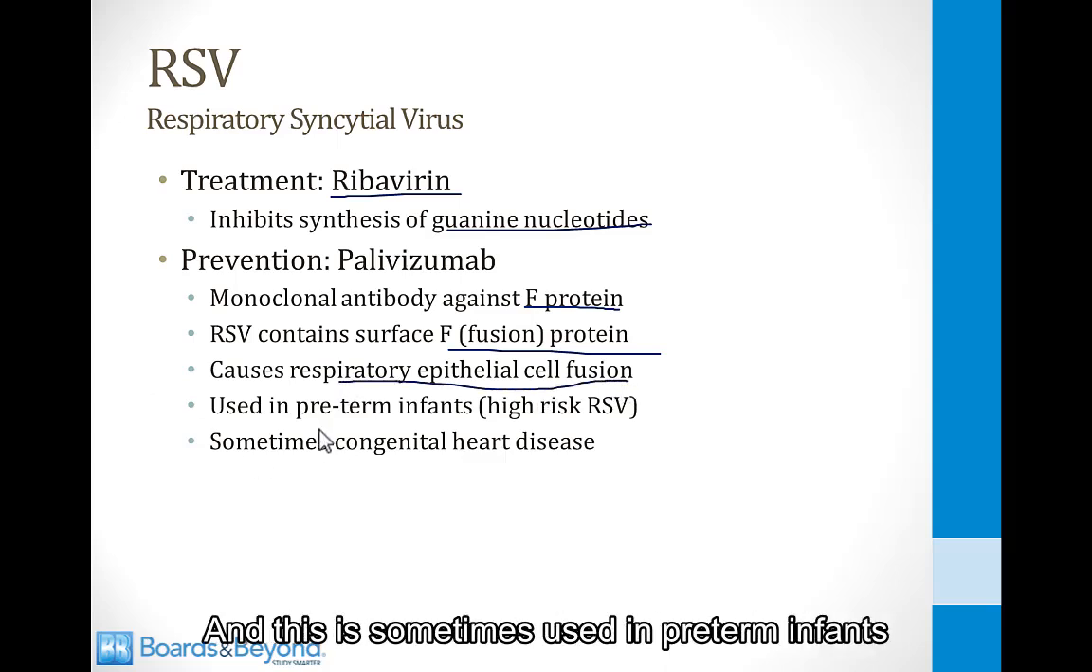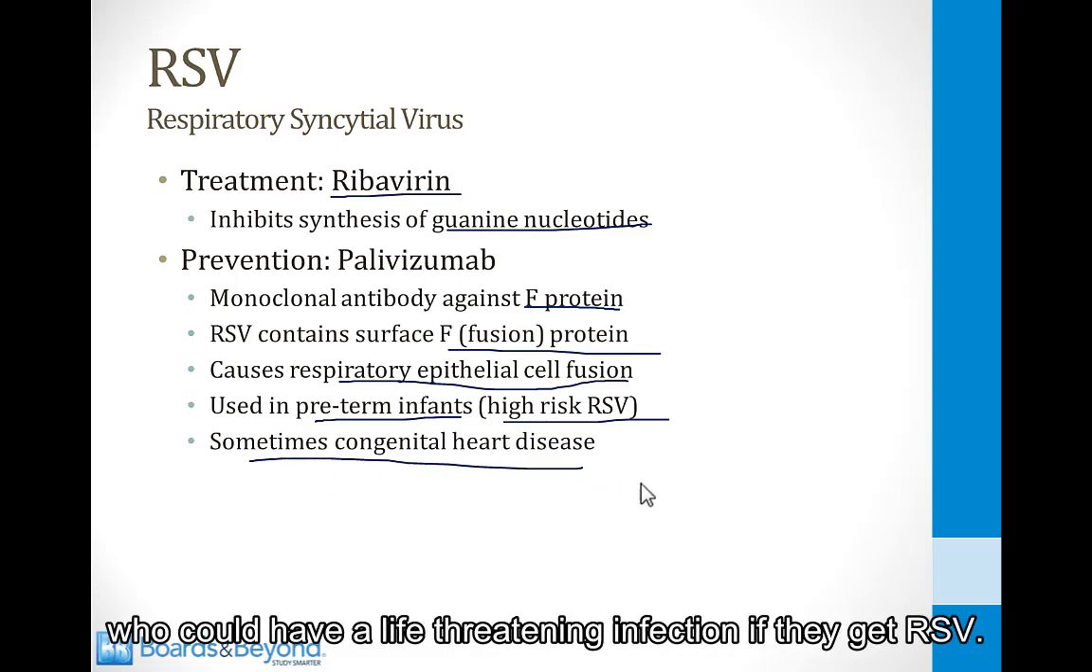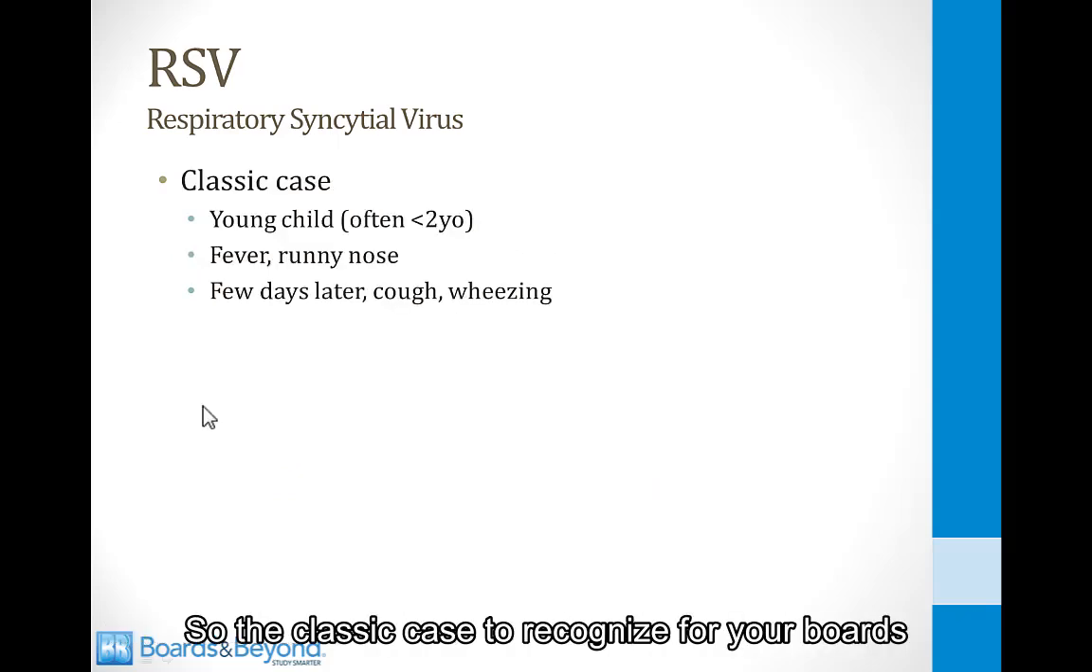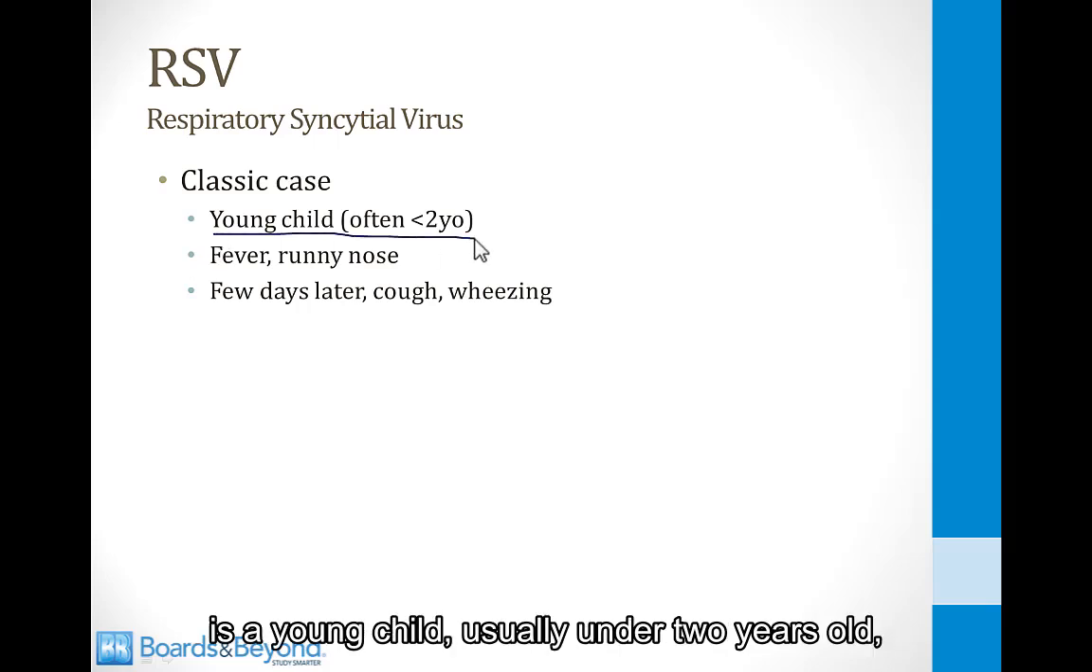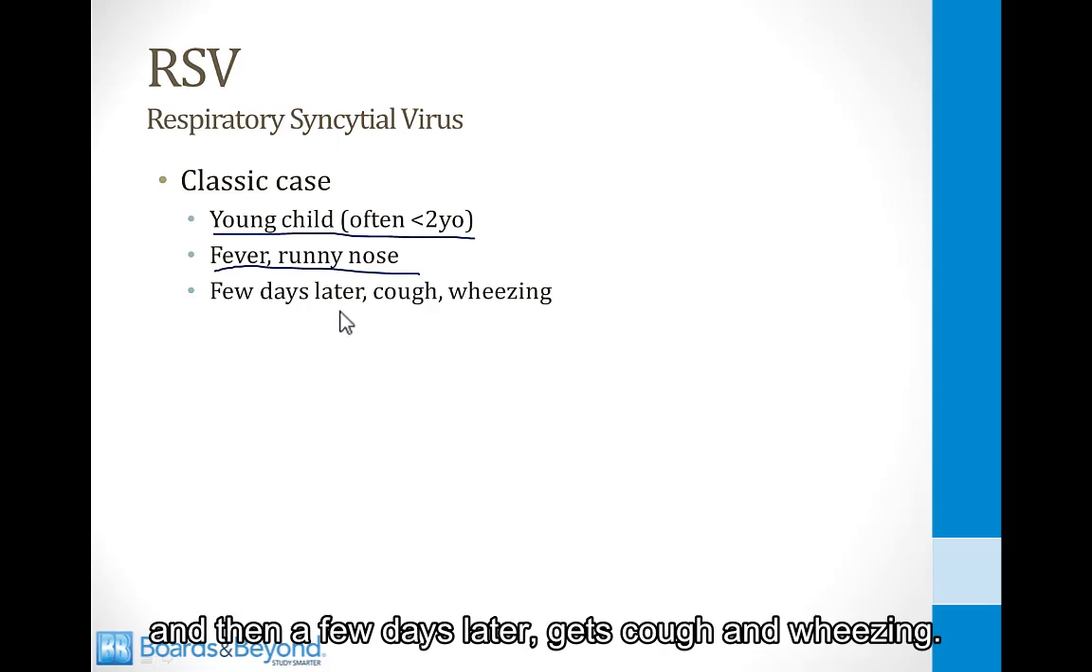That's one of its pathogenic mechanisms. And this is sometimes used in preterm infants who are at very high risk for RSV, sometimes also given to children with congenital heart disease who could have a life-threatening infection if they get RSV. So the classic case to recognize for your boards is a young child, usually under 2 years old, who has fever and a runny nose, and then a few days later gets cough and wheezing.